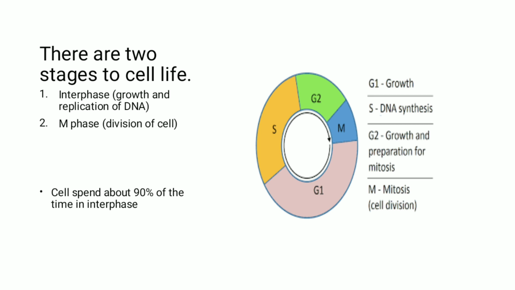The cell cycle. There are two stages to cell life, the interphase and the M phase. Interphase is where the growth and replication of DNA happen, while M phase is where the division of the cell happens. Cells spend about 90% of the time in interphase.